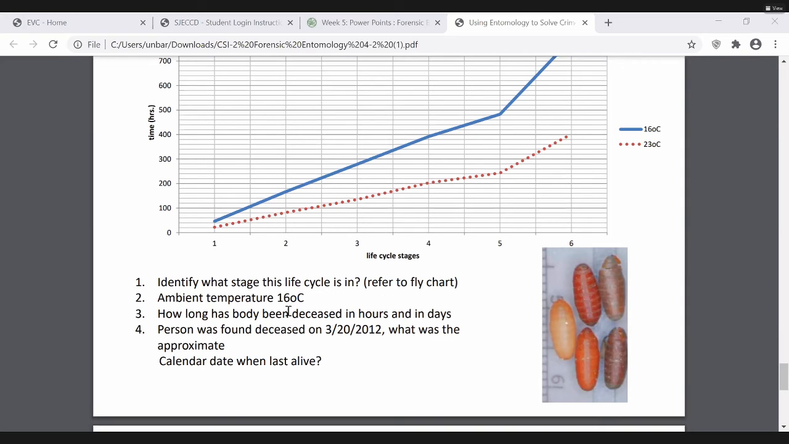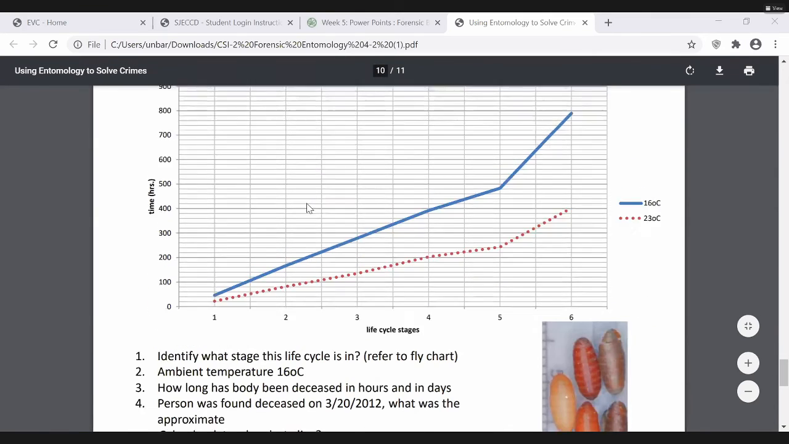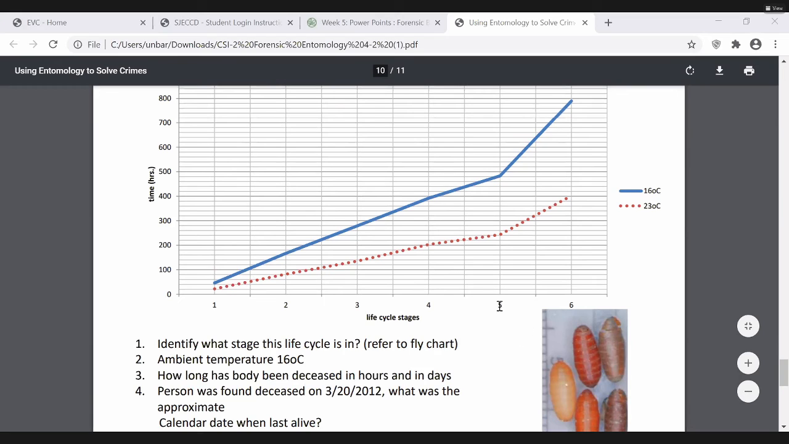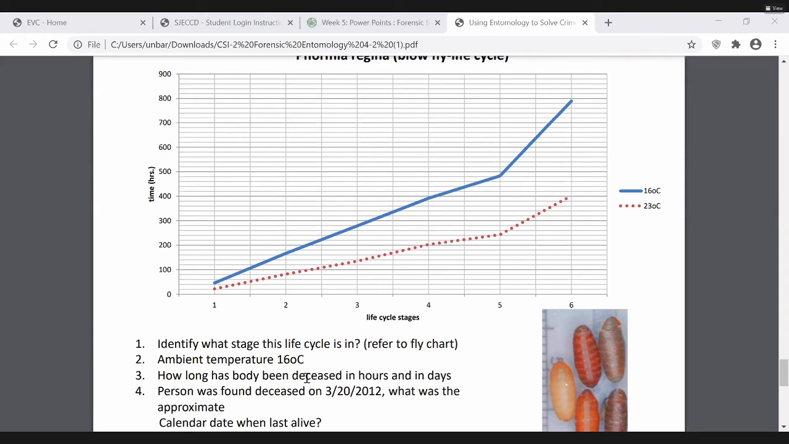Then it says, look at the ambient temperature of 16 degrees centigrade, so you're looking at the solid blue line. How long has the body been deceased in hours and in days? Now we know the pupa stage is found in the dead body, and the pupa stage corresponds to number 5. So I'm looking at 5 and at 16 degrees centigrade. I draw an imaginary vertical line from number 5 to the 16 degree line, and then a horizontal line all the way to the y-axis, and I get 480 hours. The body has been deceased for 480 hours.